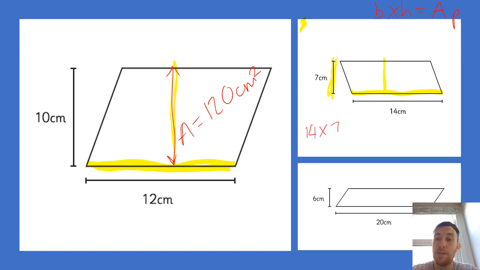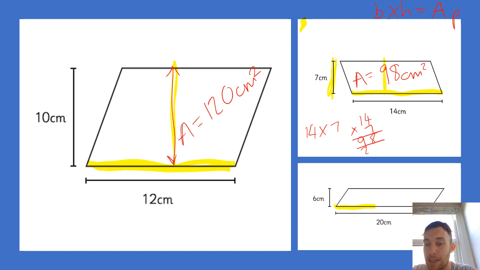So 14 times 7. So I'm just going to use a quick short multiplication method for this one. So 14 times 7. 4 times 7 is 28, and 1 times 7 is 7, plus the 2 is 9. So therefore the area of this particular parallelogram is 98 centimeters squared.